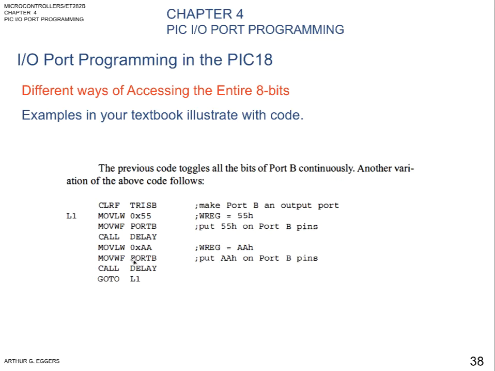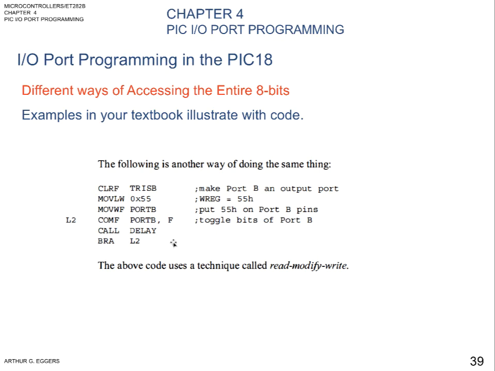A different way of looking at the previous code toggles all of the bits of port B continuously. Another variation of the code we can see, and we've seen this before, is where we use a clear in the specific register, tri-state B. We do our move commands, we call our delay, and then we move again our complement AA to port B, call a delay, and then go into our loop. So that's what we've seen so far.